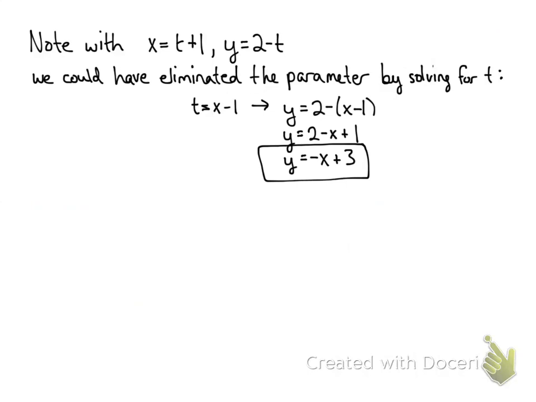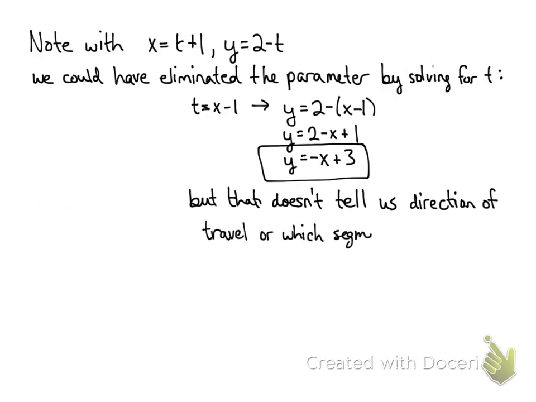So x equals t plus 1, y equals 2 minus t is a path on the line y equals negative x plus 3 that has slope negative 1 and y-intercept 3, right? But notice that when I eliminate the parameter, I lose some information. I lose the information about which direction my object is traveling, the particle is traveling, right? It doesn't tell us direction of travel. And if a certain t interval was specified, like it was in this example, from 3 to 5, I've lost that information as well. I don't know which segment of the line the parametric equations were going to give me for those specified t values.